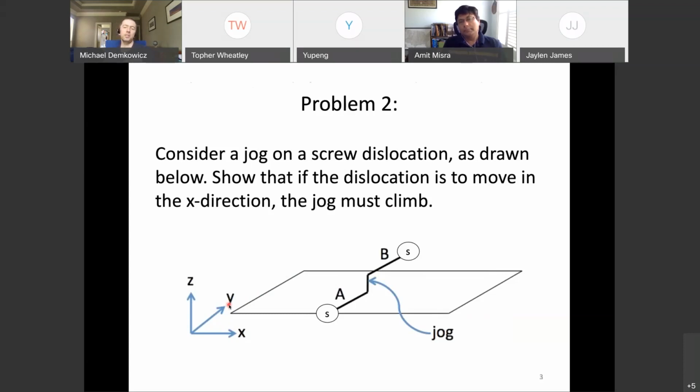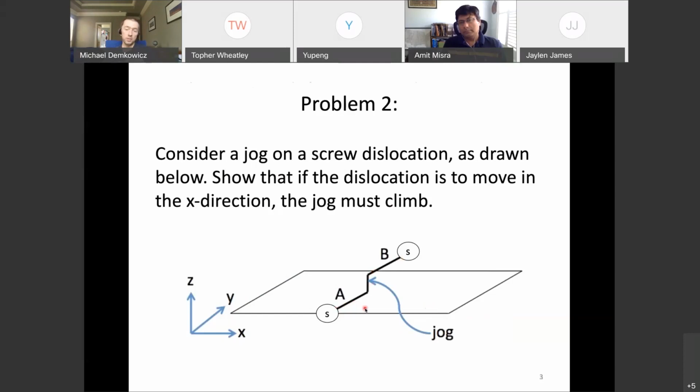So to answer this question, the point is to show that the jog is going to move out of its own glide plane when the screw dislocation moves to the right. Okay, so this is the screw dislocation, right? Here it is. Here's the jog. And here the screw dislocation continues onward, but 1 atomic distance higher, right, than the first segment. And the idea is that this segment right here, as well as this segment right here, they're both going to move to the right. Okay, so in this direction.